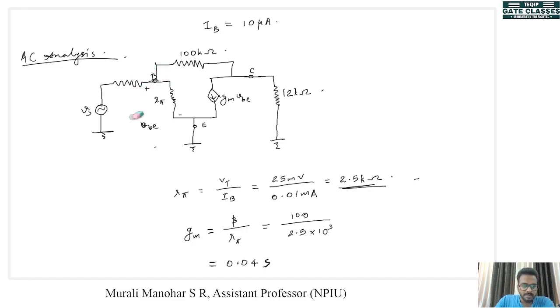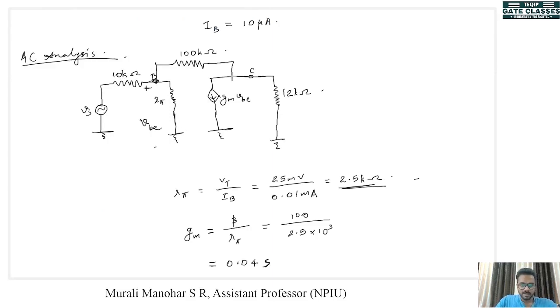Now I am slightly modifying this circuit because we know that the emitter is connected to the ground. So I am connecting these 2 points to the ground so that we get a better understanding. The voltage across this R pi is VBE because the emitter is the ground. So VBE and VB are the same. Now this RS was 10K.